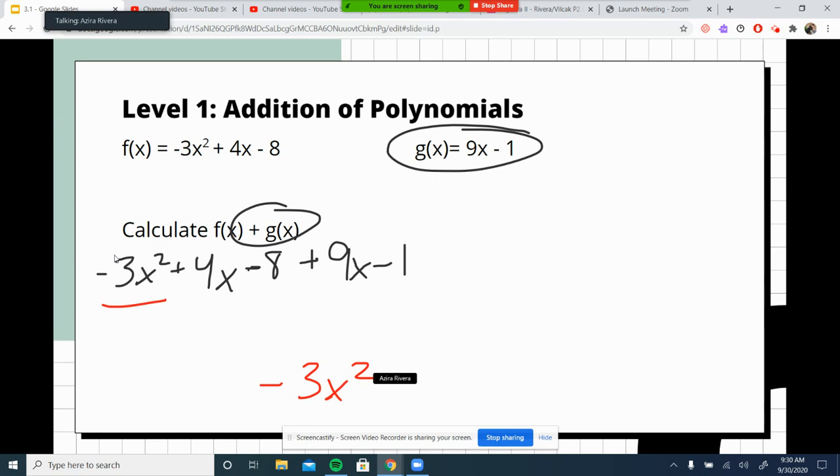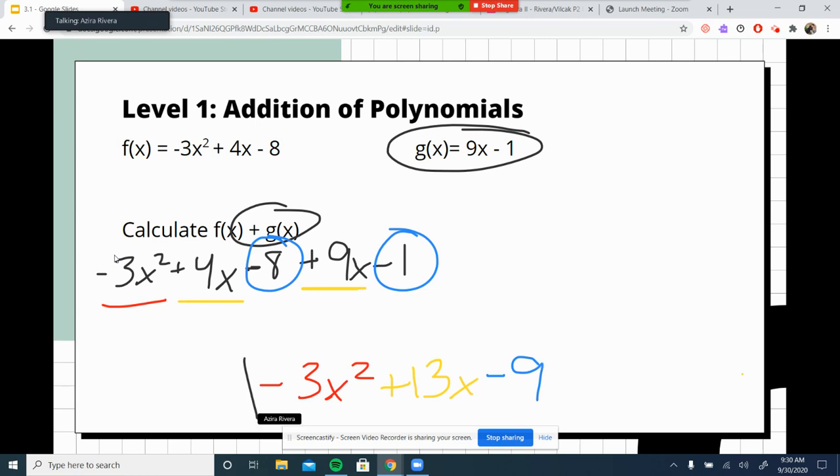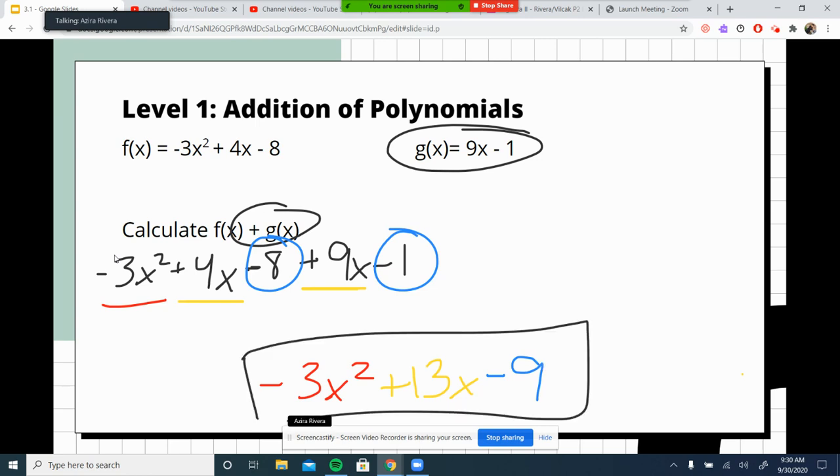Doing the same thing with just my x's. I have positive 4x here and positive 9x over there. Positive 4 plus 9 is going to give us a total of positive 13x. And when we finish off, we're going to combine these constant terms. So I have negative 8, and then negative 1 more, which makes negative 9. Again, all it really is is combining like terms.